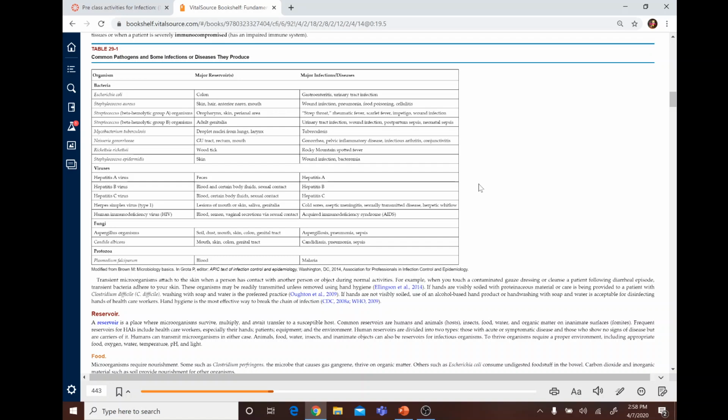Mouth, skin, colon, genital tract. What are the major infections and diseases caused by Candida albicans? Candidiasis, pneumonia, and sepsis. Talk about protozoa.